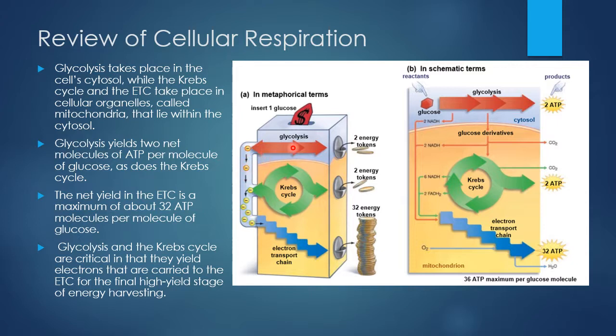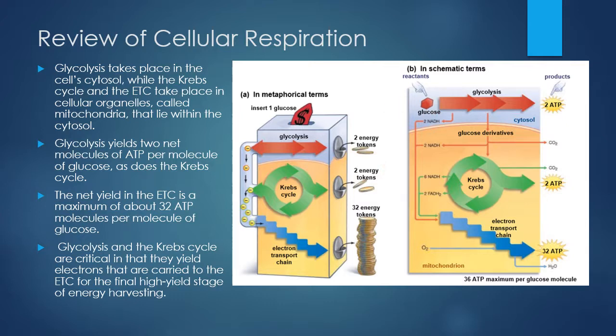Those products from glycolysis then go through the Krebs cycle, where some more electrons, energy carriers, are given off, and 2 more bits of ATP energy are given off. The products from the Krebs cycle are then used to fuel the electron transport chain, where slowly, little bits of ADP are transformed into ATP. And so you get 32 bits of energy from that final process.